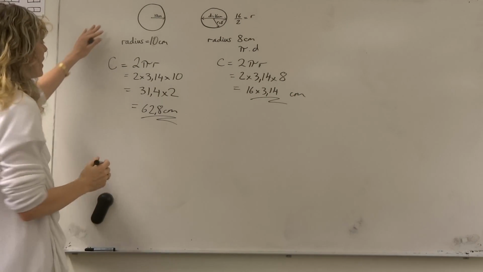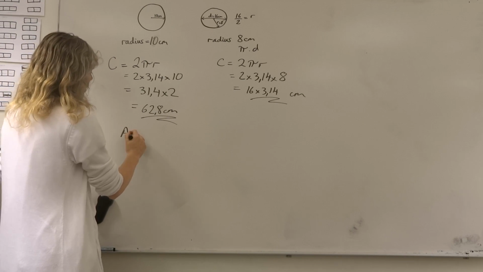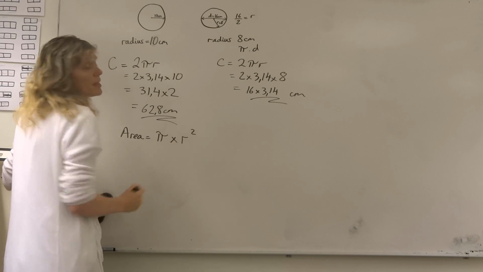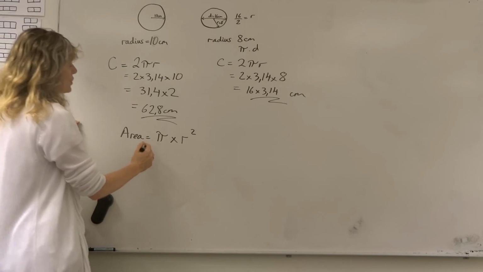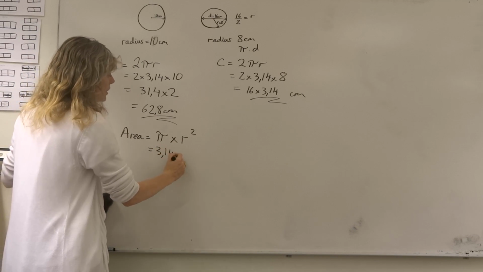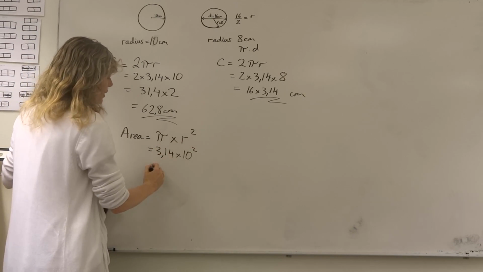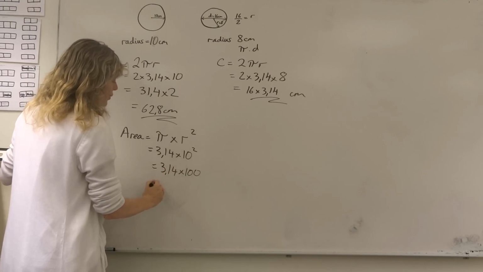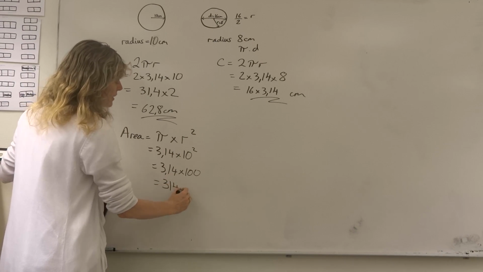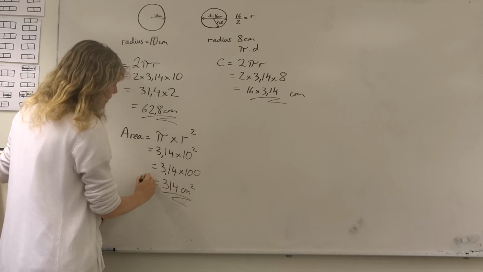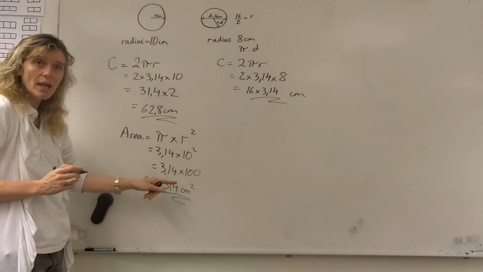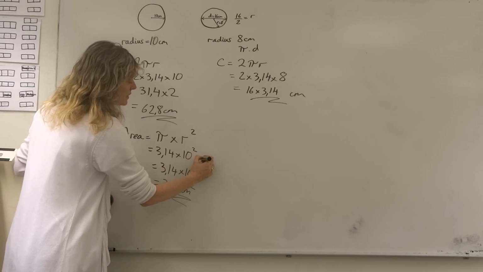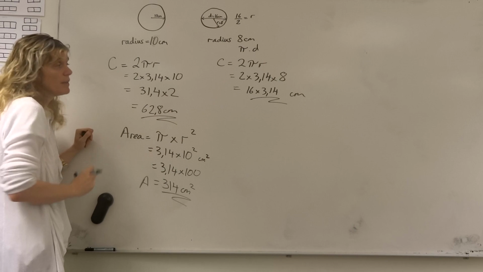Then when it comes to area, we have a different formula. The area of a circle we get by the formula pi times the radius squared, the radius multiplied by itself. So here we have 3.14 times 10 squared, which is 3.14 times 100, which is 314 centimeters squared. Important to remember when it comes to area that we have a length unit multiplied by another length unit. So centimeters times centimeters gives us centimeters squared.